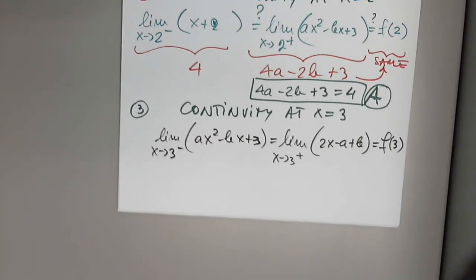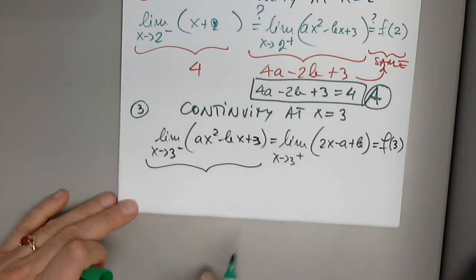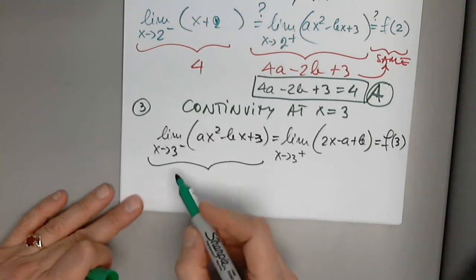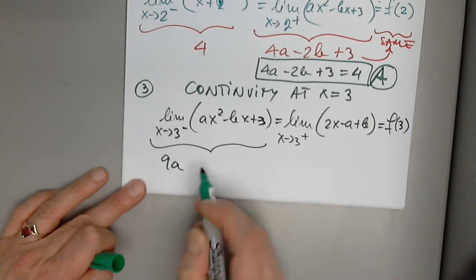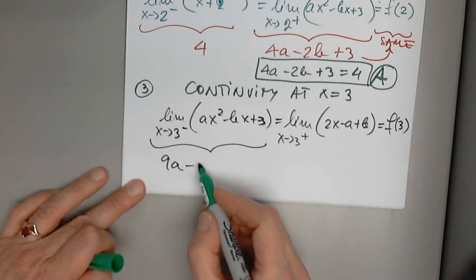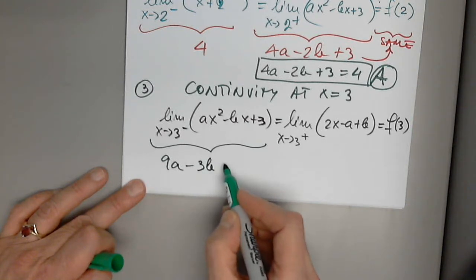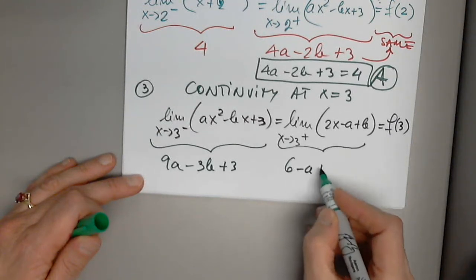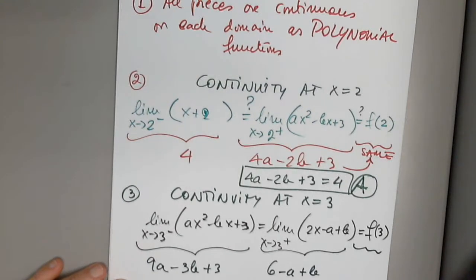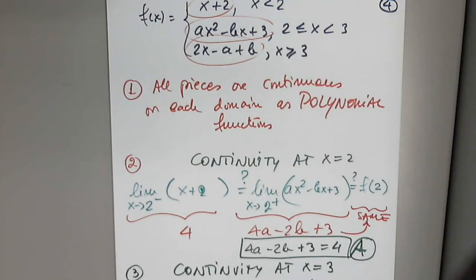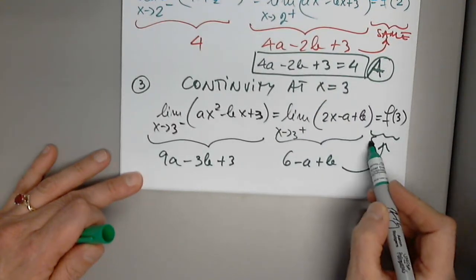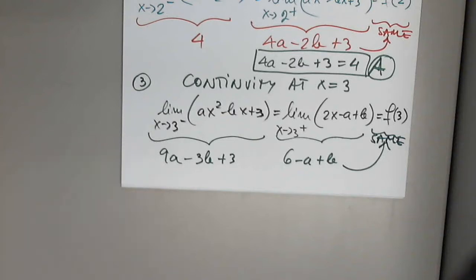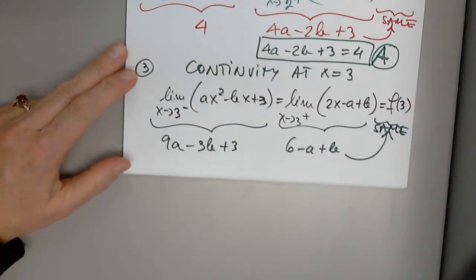Good. Can anyone give us the left-hand side? What does this equal to? 9a minus 3b. Very good, awesome. Plus 3, good. Can anyone give us the middle part? 6 minus a plus b. Excellent. Can anyone give us f of 3 and tell me which branch you use for f of 3? Bottom one. So it's going to be the same in this case. So now we have a second equation. Can anyone dictate the new equation that we will have to pair with A?